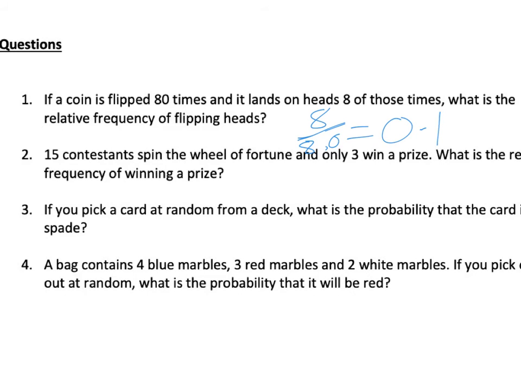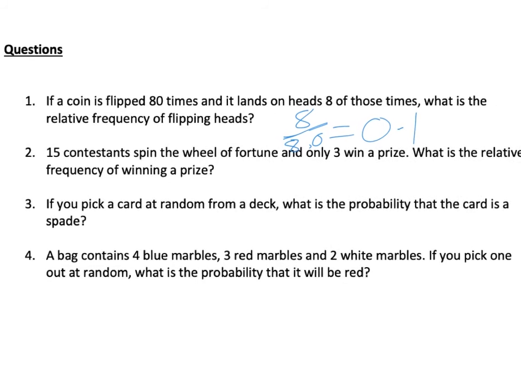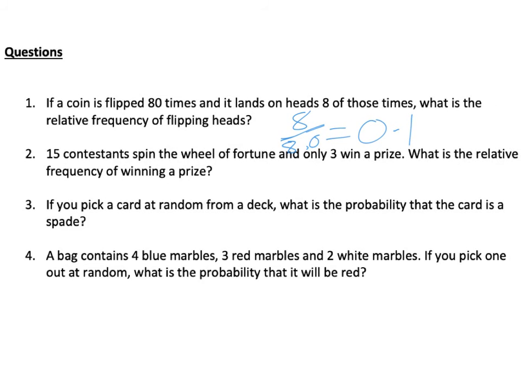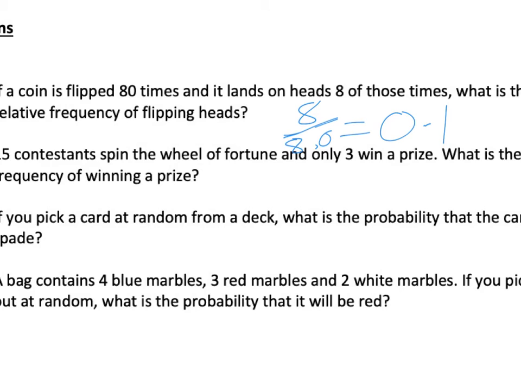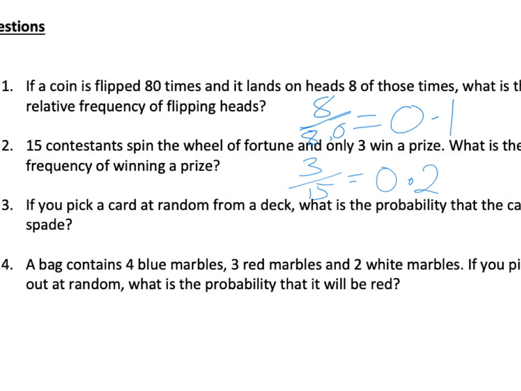The next question says that 15 contestants spin the Wheel of Fortune and only 3 win a prize. What is the relative frequency of winning a prize? So again, the outcomes we're interested in is how many people won a prize. So that was 3 people. The total number of outcomes was 15, because 15 people either won or didn't win. So when we put this into our calculator, we get 0.2.